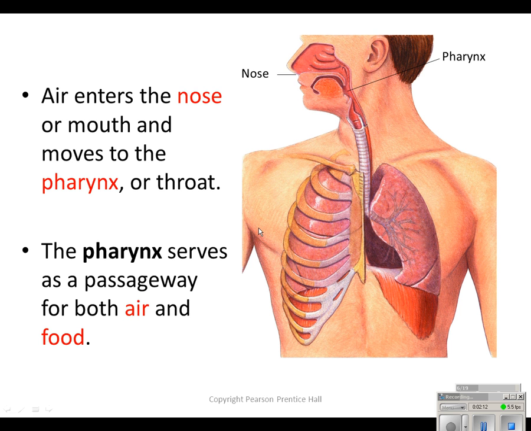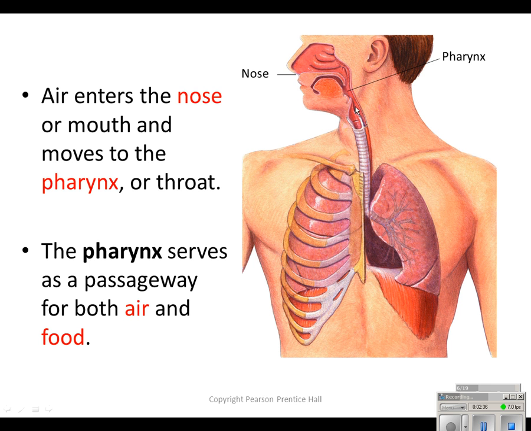Air is going to enter the nose or the mouth and move to the pharynx or throat. Now, pharynx is that opening to the throat. If you've ever had to blow your nose, you know that there's mucus in there. That's going to help actually warm the air. And there's hairs in there, so they're going to filter the air so that it cleans it a little bit before it enters the pharynx. And the pharynx is going to be that passageway for both food and air.